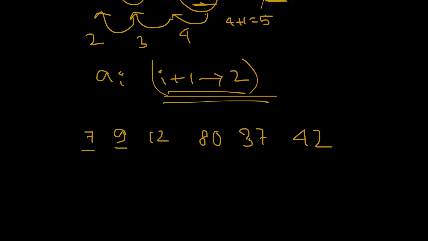For 9, I will first check with 3, since i plus 1 is 3. 9 is divisible by 3, so I can't remove it from here. Now I have to move the position of 9 here by deleting 7. Then I will see 9 is not divisible by 2. So yes, I can remove 9 from this position. Now for 12, I will first divide it with 4.